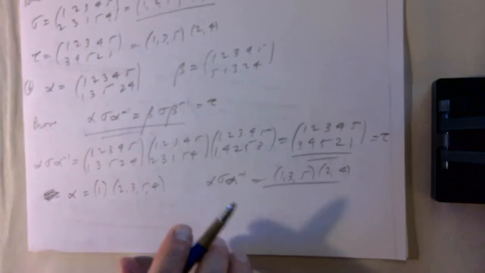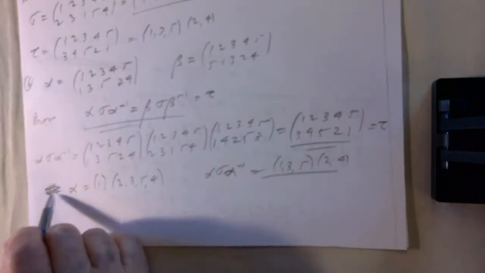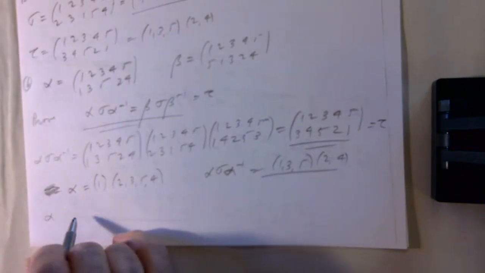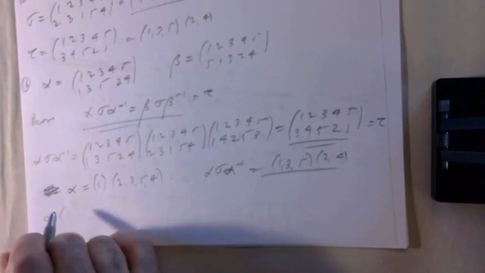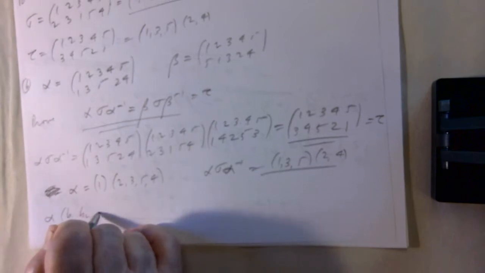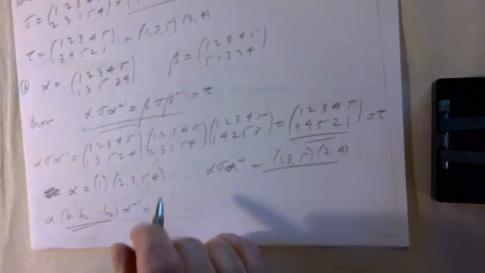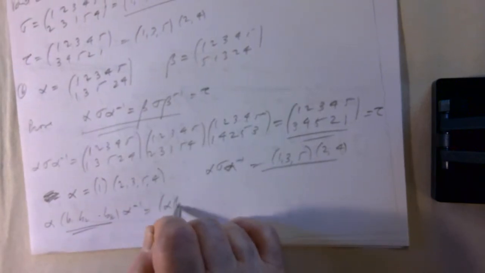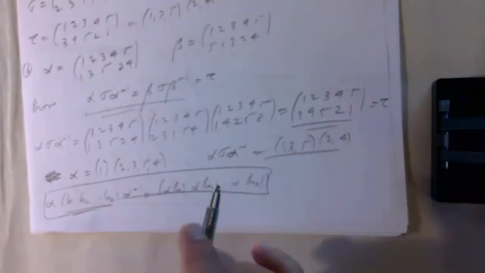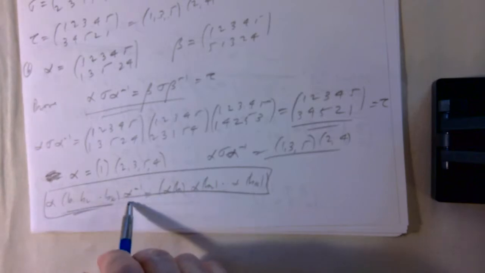Now, there's a theorem that is proved, it's in the notes certainly, that says if you have alpha times some permutation, some cycle, times alpha inverse, this is a K cycle, you get another K cycle, and alpha of B1 gets sent to alpha of B2 and so forth up to alpha of B sub K. So this is a fact about multiplying a cycle by a permutation on the left and its inverse on the right.